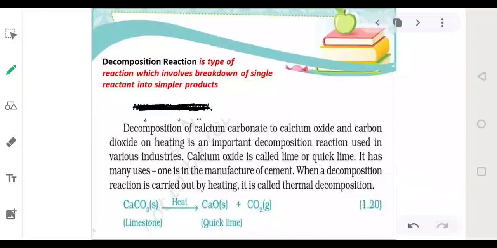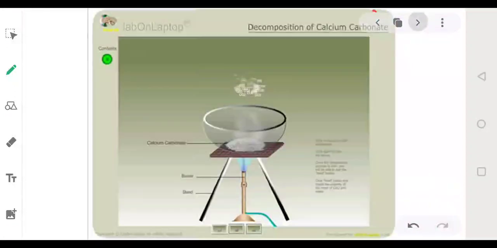This is an example of decomposition reaction. As you can see in this diagram, you have calcium carbonate. With the help of a burner, we are heating this calcium carbonate, and you can see carbon dioxide is getting evolved. So this is an example of decomposition reaction.